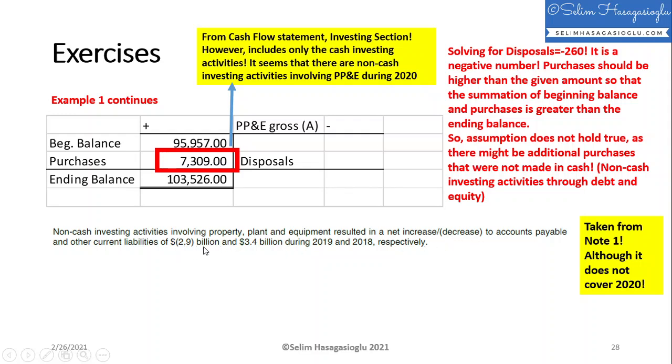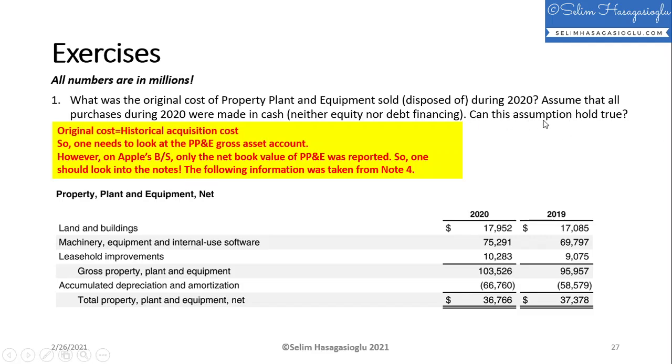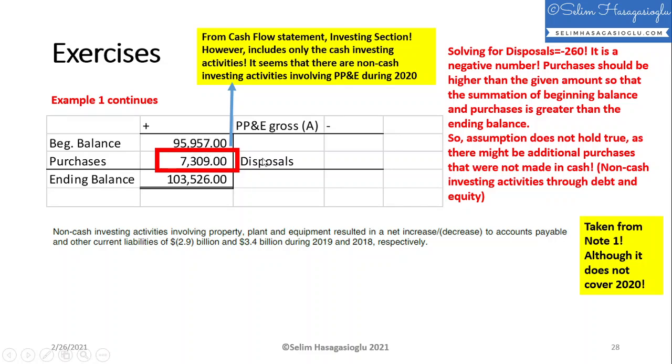Non-cash acquisitions. So that's why this information I got from the cash flow statement investing section does not help me much to answer this question. And that's why this assumption does not hold true. Purchases should be higher than this number so that I would end up with a positive number for disposals.